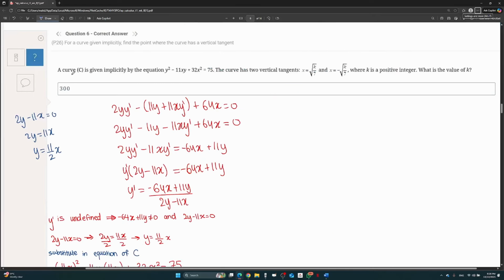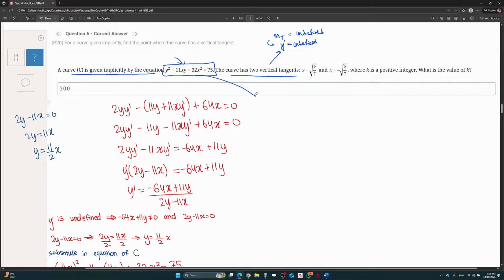Alright, now question 6. A curve has this equation which has two vertical tangents. Now, what does a vertical tangent mean? That means the slope of the tangent is undefined. When we say it's a vertical tangent, the slope of the tangent is undefined. So that means y prime is undefined. Because isn't the slope of the tangent just the value of y prime? Yep. So let's find y prime.